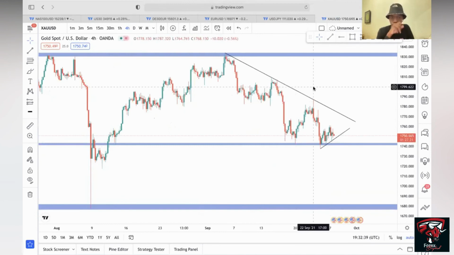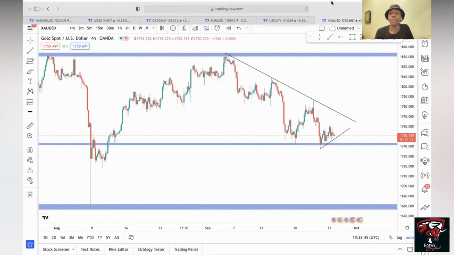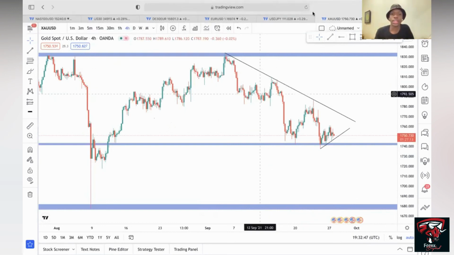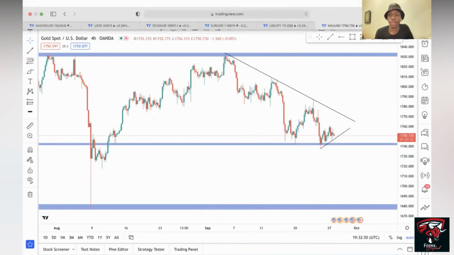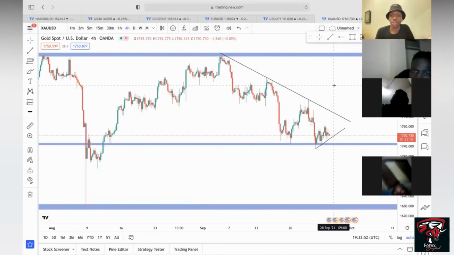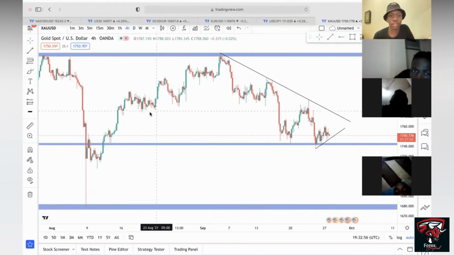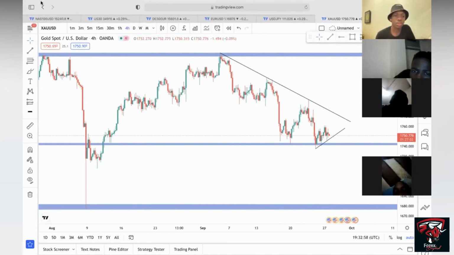So guys, that's it for today's Zoom session. I'm gonna be sending setups throughout the group. There are actually proper setups that I'm waiting for. Just waiting for them to play out, get confirmation to enter, and yeah, execute, guys. So yeah, did you guys find this informative? Let me just take a video of this. So yeah, I'm gonna be providing setups and updates throughout the week.